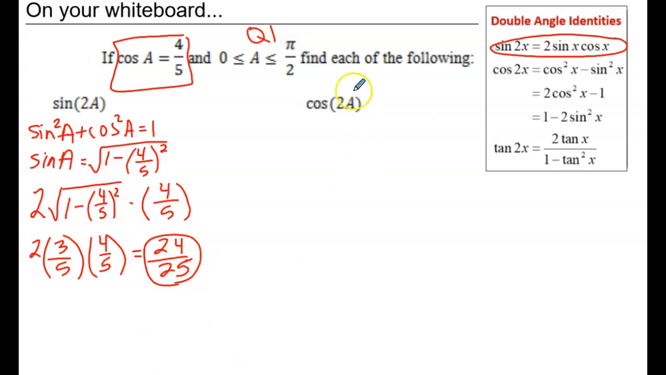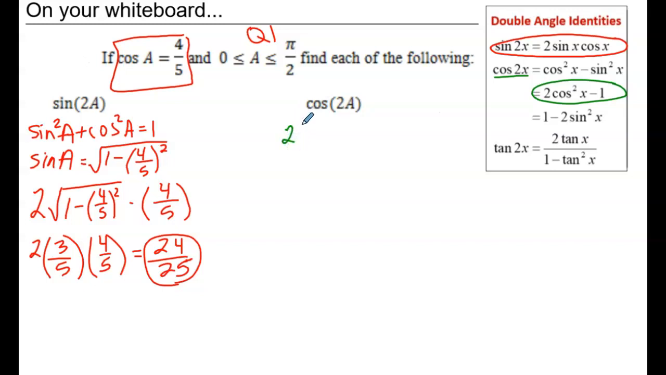Okay, next we're going to evaluate the cosine of 2 times the angle, and we know the cosine of A, which was given, is 4/5. So I'm going to go ahead and use this identity. But since we know the sine of A is 3/5, you could also use cosine squared x minus sine squared x, or 1 minus 2 sine squared x. But I'm going to go ahead and use the given.